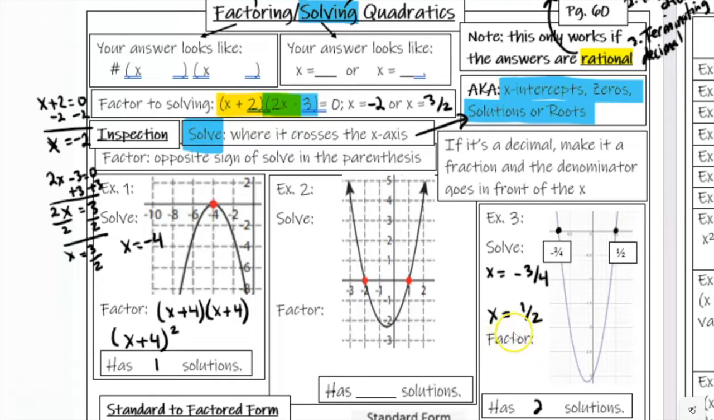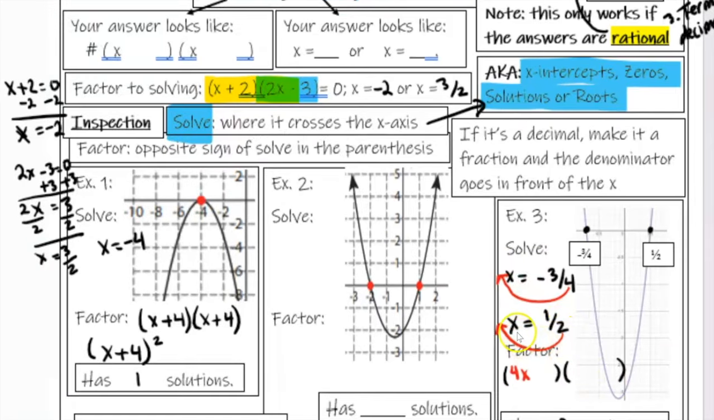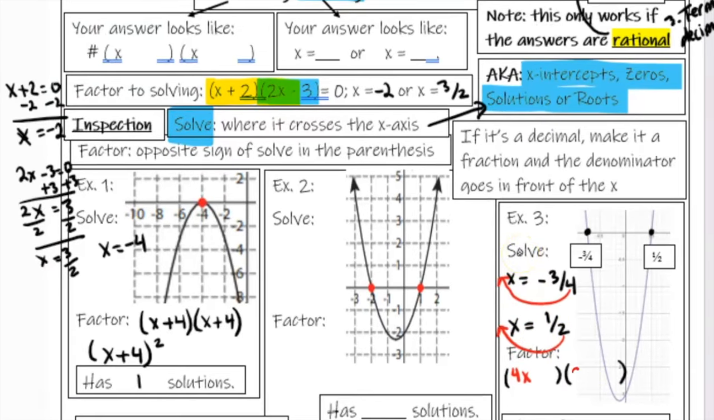How do I then make this into factored form? Well, remember, factored form needs 2 parentheses, right? So I'm going to have 2 parentheses already written down. Now, if it is a decimal, make it a fraction. So it's been made a fraction. And the denominator goes in front of the x. So let me show you what that visually looks like. The denominator is the bottom. We're going to put that in front of the x. So my first factor has 4x in it. My second factor has 2x in it.